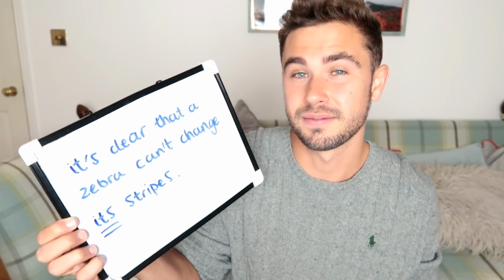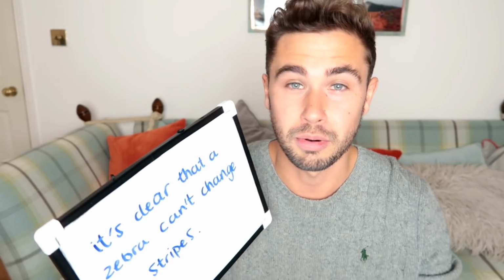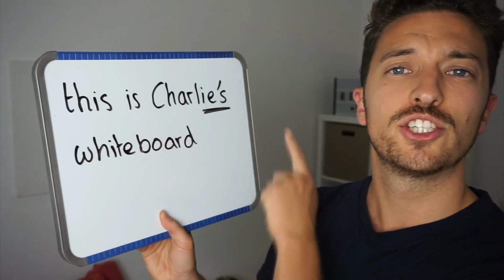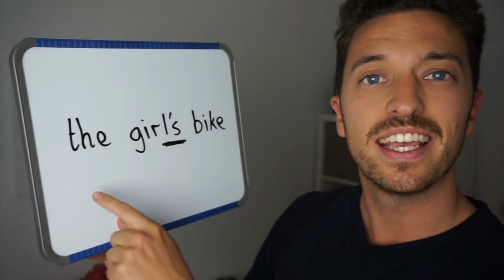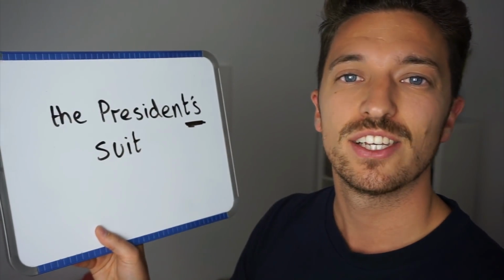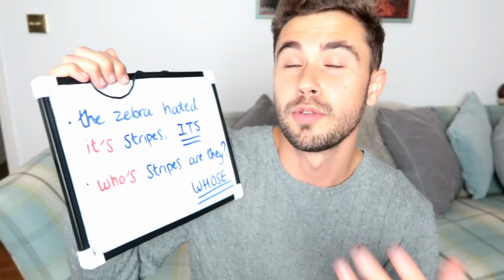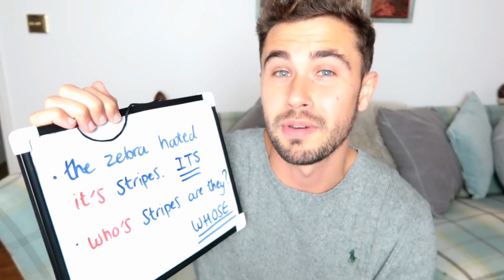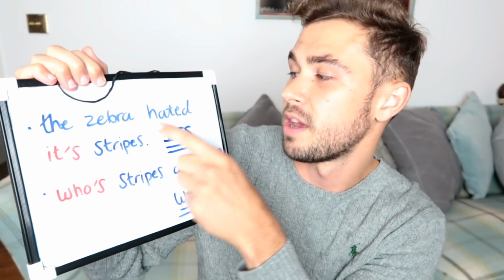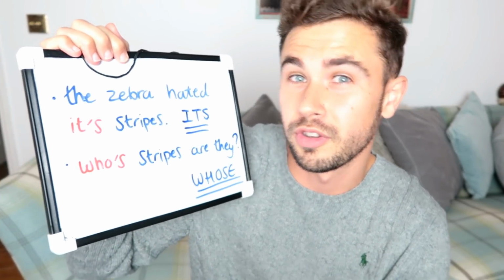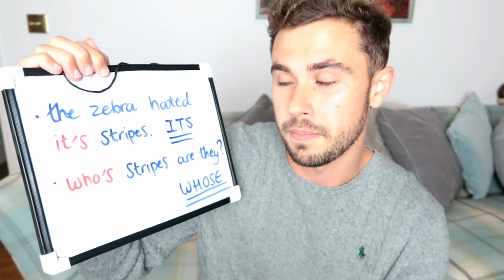Now, why do they think this? It's because when it comes to singular nouns and we're talking about possession, we need to use an apostrophe. For example, this is Charlie's whiteboard, the girl's bike, the president's suit. And then what people do is they incorrectly apply this possessive apostrophe to the third person non-gender specific possessive adjective, like this. The zebra hated it's stripes, but of course it should be its without the apostrophe. The same thing occurs as well with whose. People often put the apostrophe before the S incorrectly. It should be whose, like this.